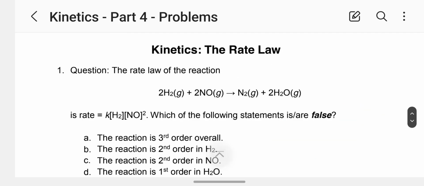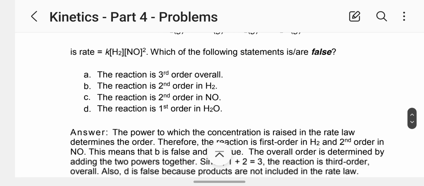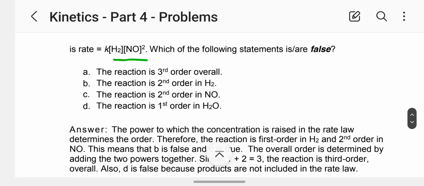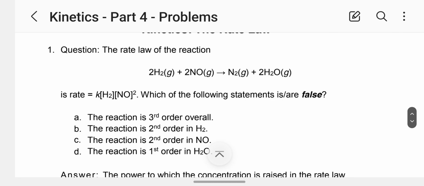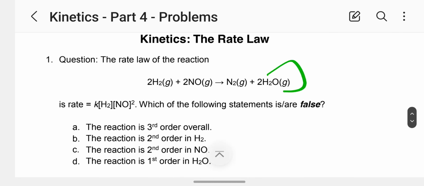In terms of another equation mentioning the kinetic rate law, we have hydrogen gas and sodium oxide making sodium gas and H2O water, and the rate of the reaction is likewise H2 concentration times nitrogen oxide concentration. Which of the following statements are false, wrong? So the reaction is third order reaction, that is correct. The reaction is second order in terms of H2, wrong. The reaction is second order in NNO, yes. The reaction is first order in terms of H2O, that is also wrong.